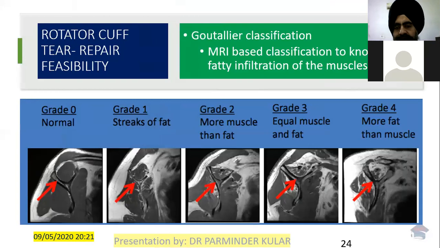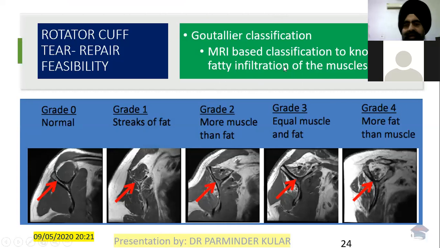Then if we find a tear in the rotator cuff, the next thing is, can we repair it? Should we repair it? Will our repair be successful? This is decided by how much fatty infiltration there is in the muscles. It is not an undergraduate level question, but still I've included it because these days we are getting all sorts of questions. So you don't have to look anywhere else to cover the shoulder rotator cuff. This is the Goutallier classification. You just remember the name. You need not go into the detail.